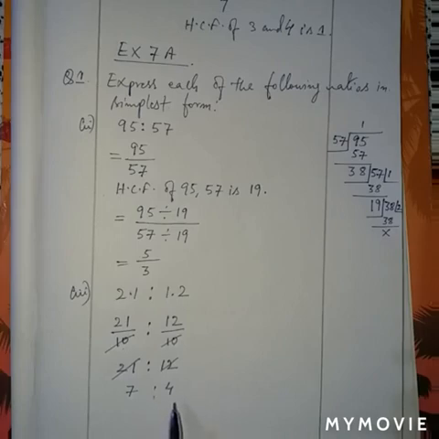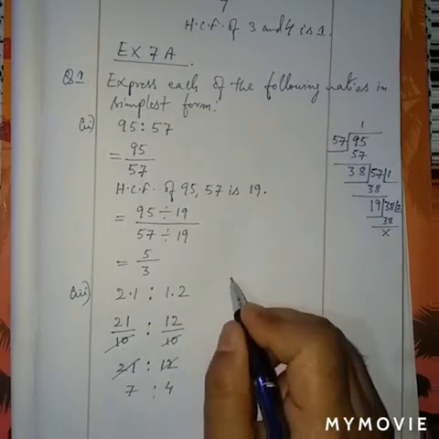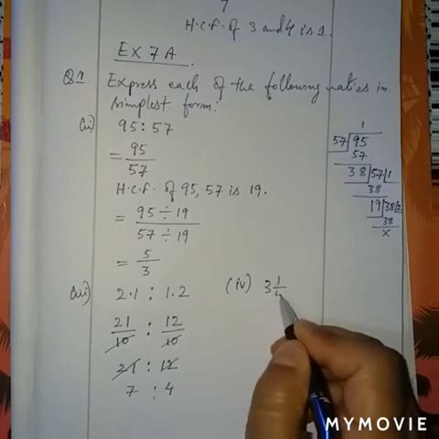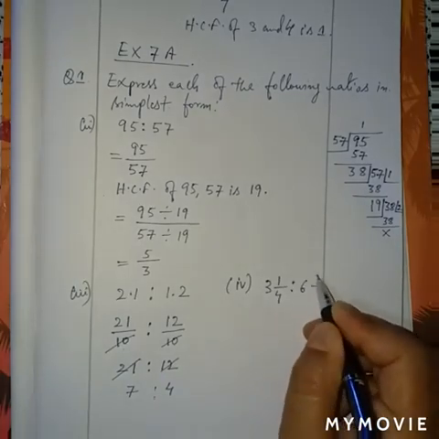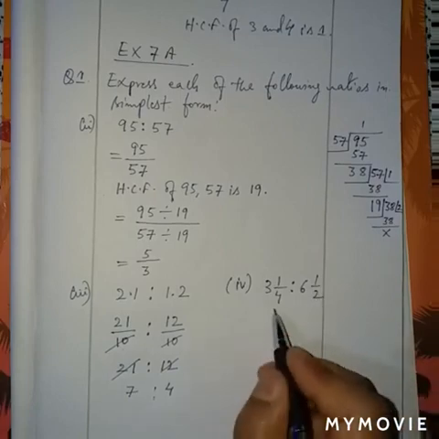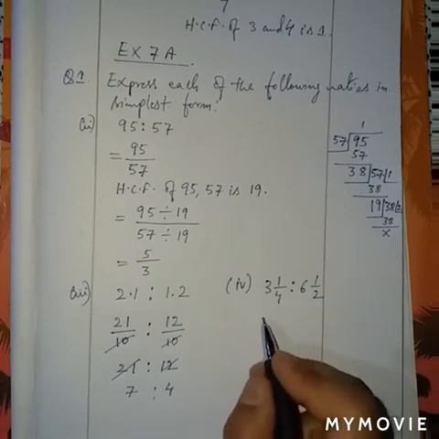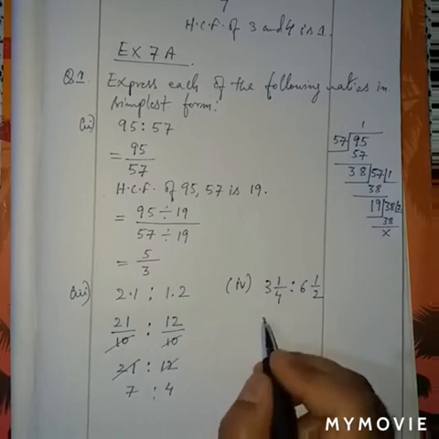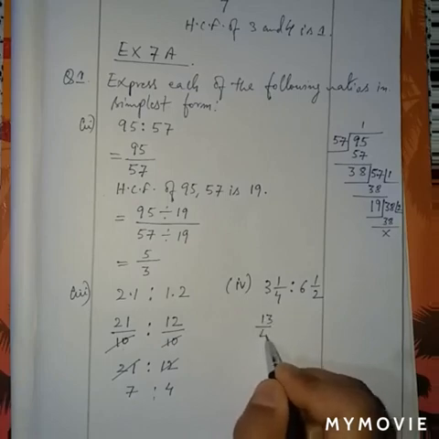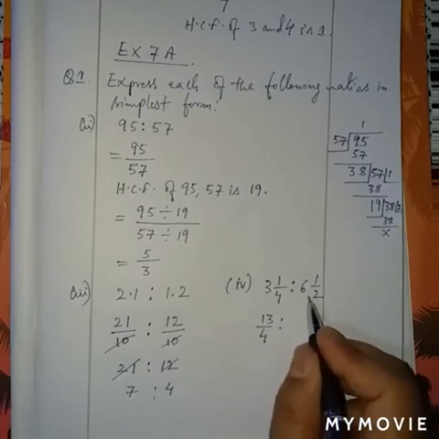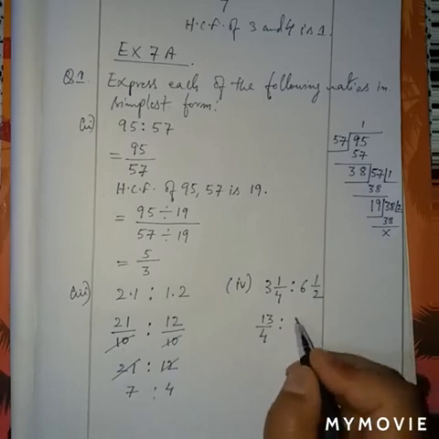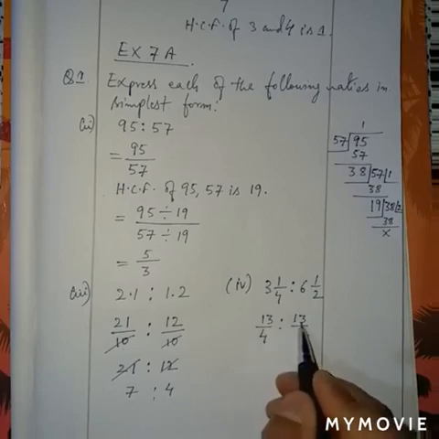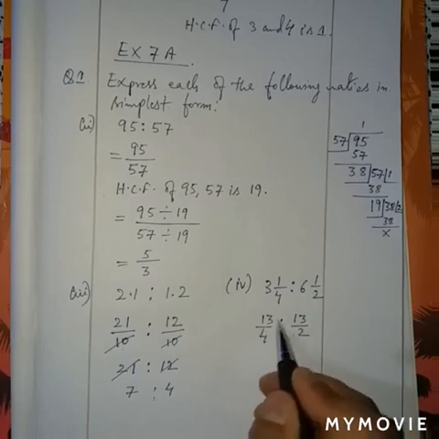Okay, next number is 4 number I am doing here. 4 number is 3 whole 1 by 4 is to 6 whole 1 by 2. Now first of all, let us change this one into improper fraction. Okay, 4 3s are 12, 12 plus 1 is 13, 13 by 4 is to here only, 6 2s are 12, 12 plus 1 is 13, 13 by 2. Now the numerator is same. Okay, they are equal, so we can cancel it.